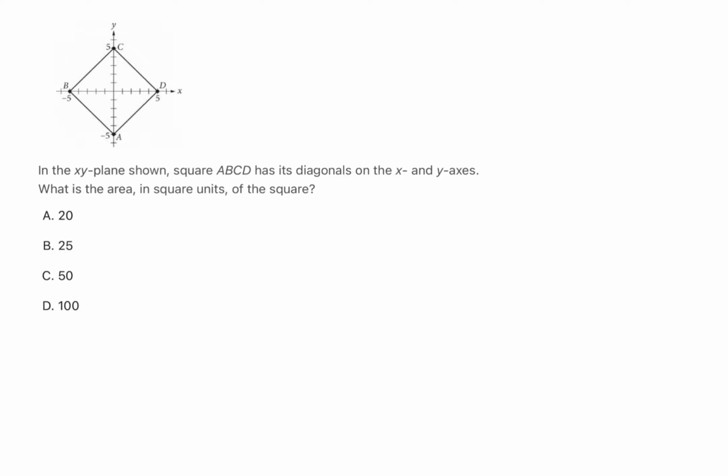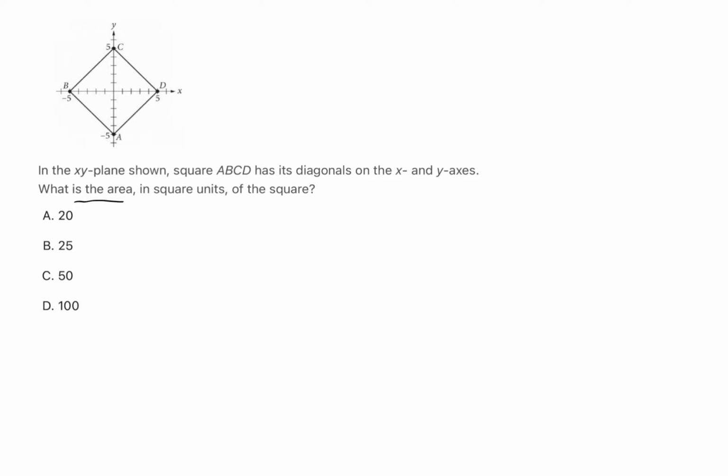Let's solve an SAT problem. Here we're given a square ABCD that has diagonals on the x and y axes, and we're asked to find what is the area in square units of this square. There are two ways to approach this problem, and we'll learn both ways.